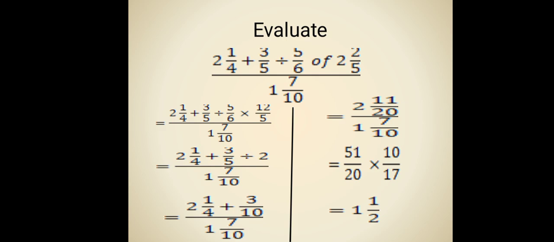But since we are dividing, you can just as well multiply by the reciprocal of 17/10, which is 10/17. And then if you simplify further, you can see 10 goes into 10 once, goes into 20 how many times? Twice. And then how many times does 17 go into 51? Simplify that, and our answer becomes 1.5.